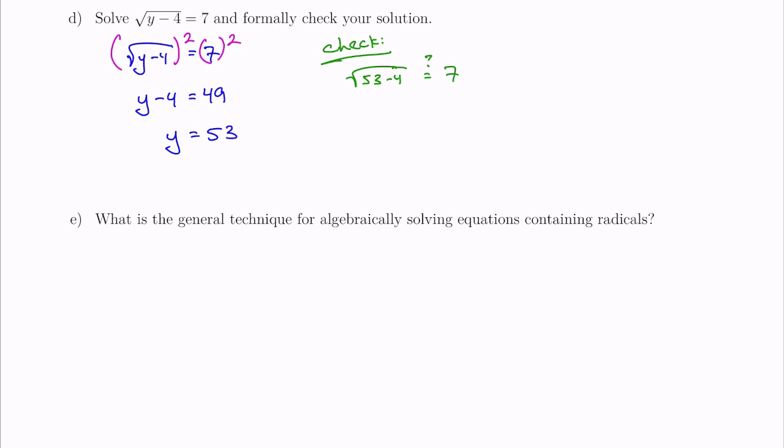And remember, in this check, it's basically a question. Are these actually equal? Does this really work out? Well, 53 minus 4 is 49. And the square root of 49 is equal to 7. So we have verified that 53 is actually a solution for this equation, so we'll quickly write that down.